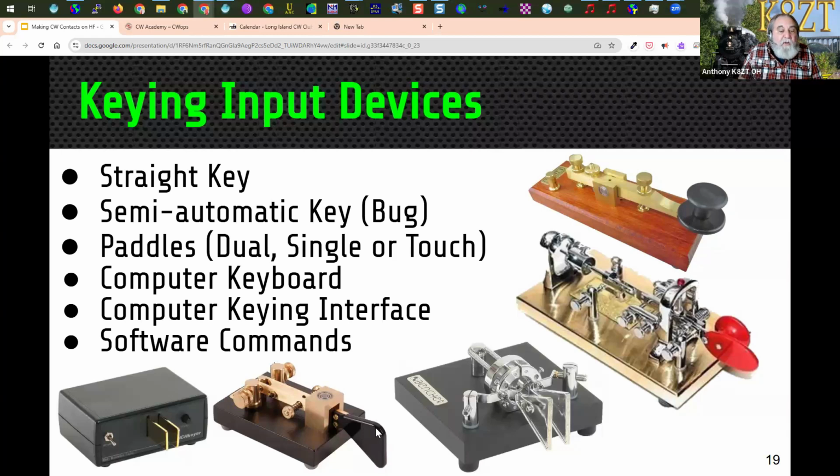We could also have a single paddle. In this case, we push it to the left or to the right. So it's very similar to the other paddle, but it works a little bit differently. Sometimes you'll hear these referred to as slapping keys.